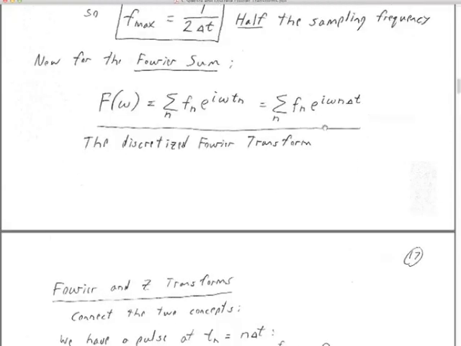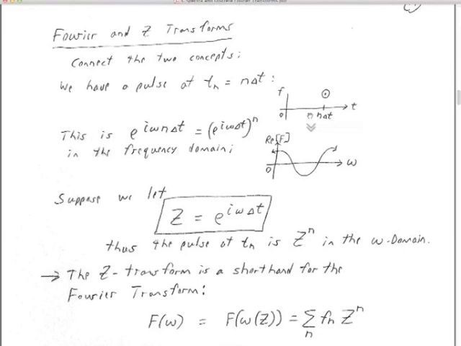So this is now a Fourier transform to any continuous frequency omega of a discretized time series. So we're most of the way there. It's essentially a continuous Fourier transform of a discrete time series. Now this summation might remind you of something we covered earlier this week, and that's the Z transform. So we can connect the two concepts of the Fourier transform and the Z transform.